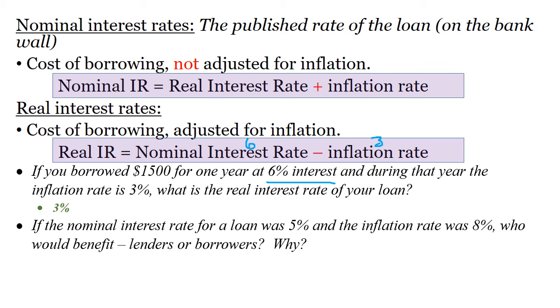If nominal interest rate for a loan was 5% and the inflation rate was 8%, who would benefit, lenders or borrowers? So first of all, let's convert this into the real rate. So nominal interest rate was 5, inflation is 8.